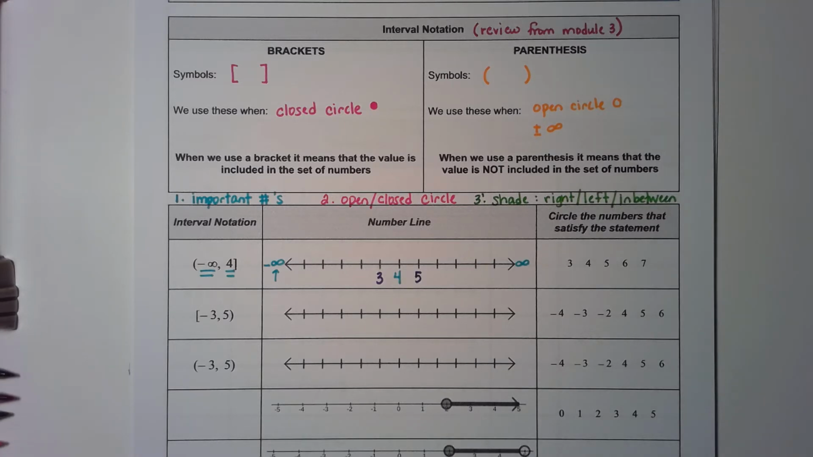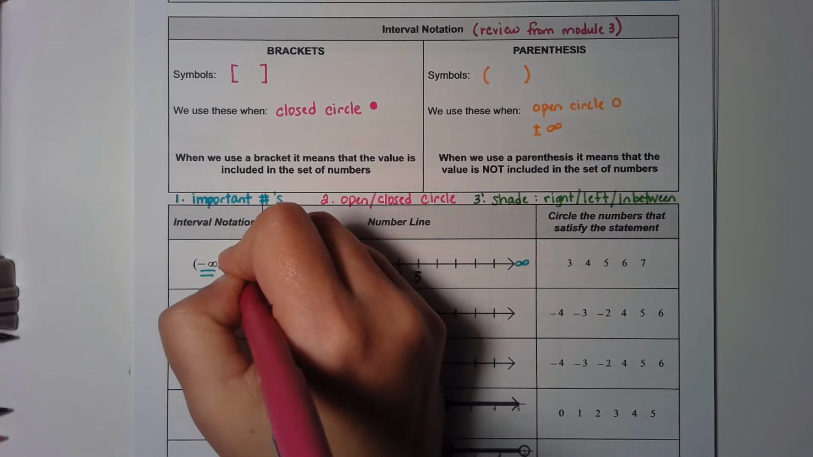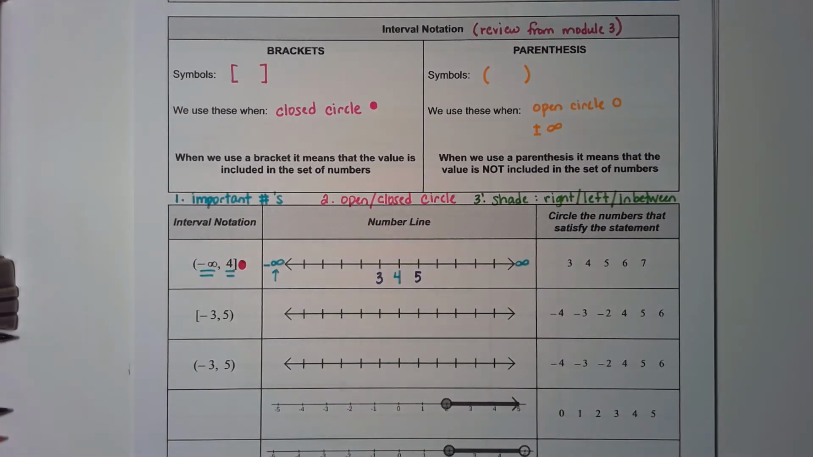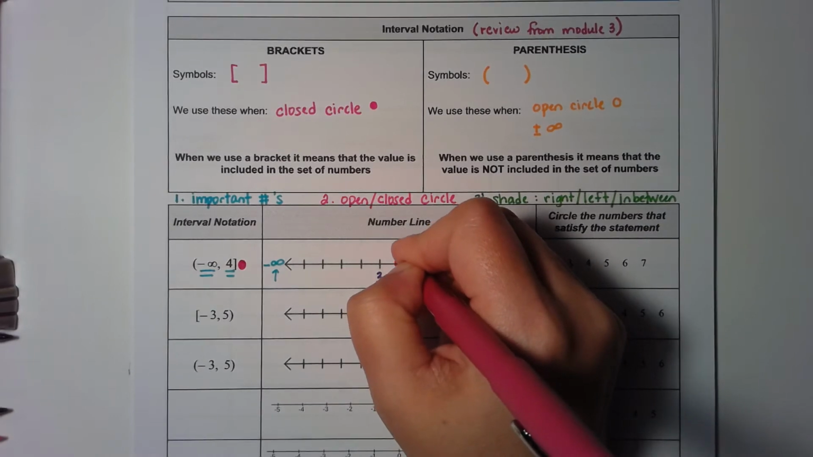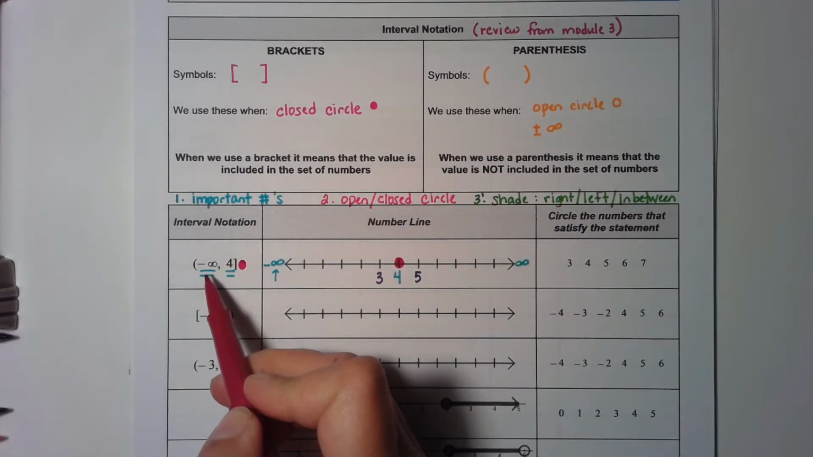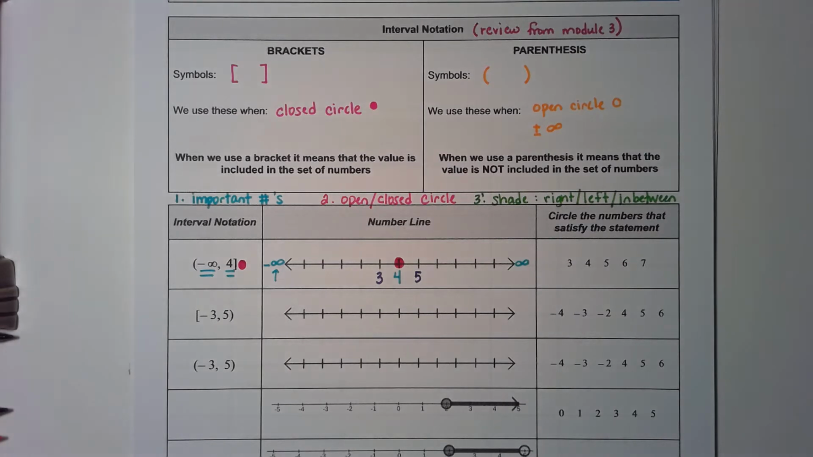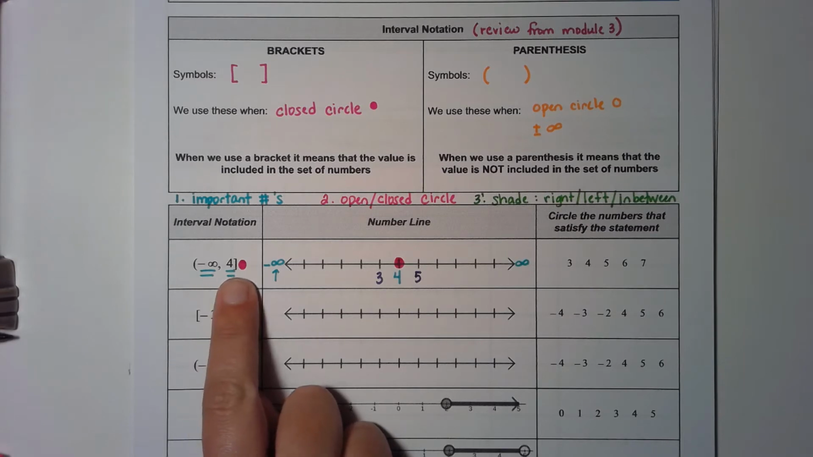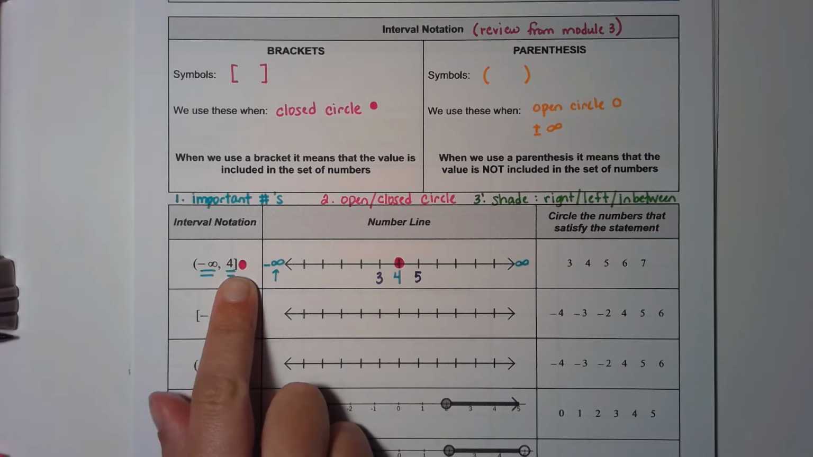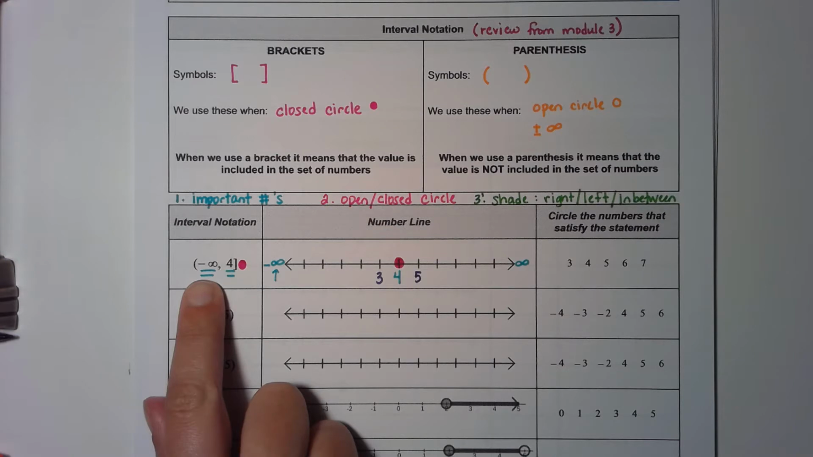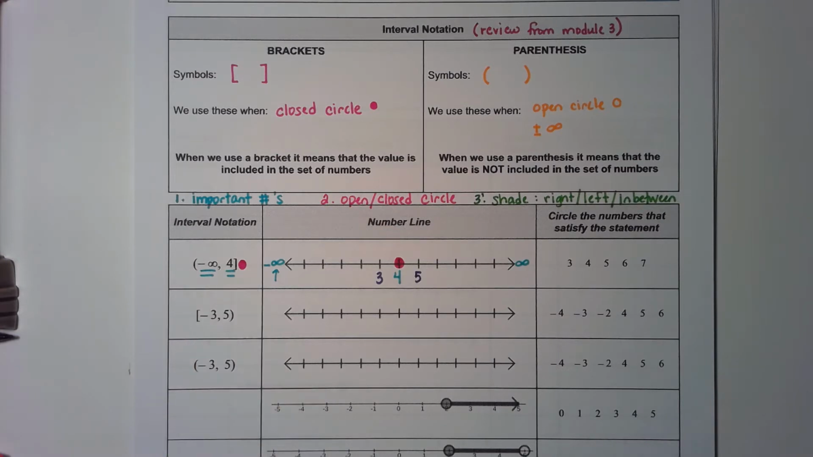Now, the next step is to decide, do we have an open or a closed circle? In this case, because there's a bracket here, we're going to use a closed filled in circle on the number 4. And infinity goes on forever, so we're not going to put a dot there. What we're going to do is we're just going to put an arrow in that direction. The last step to showing this relationship is to decide where to shade. So this interval means we want to include all of the numbers from negative infinity all the way up to the number 4, but then stop there.